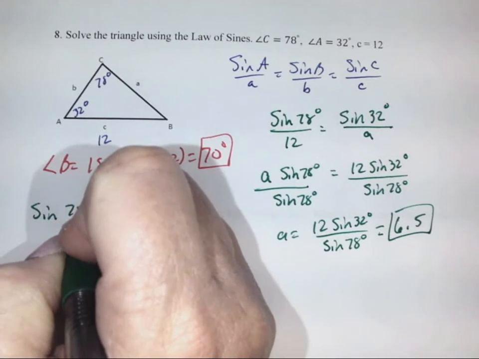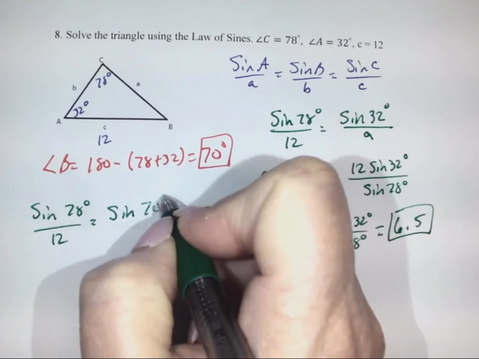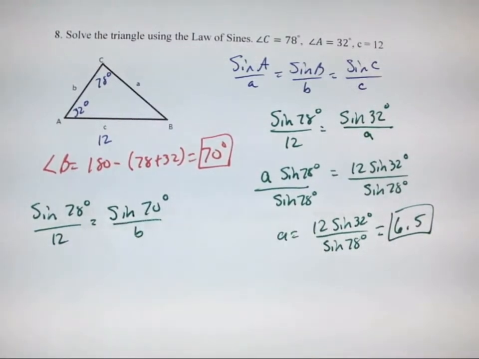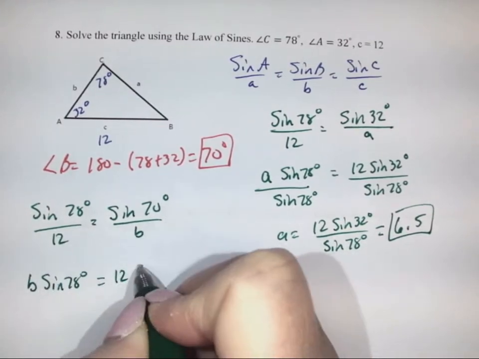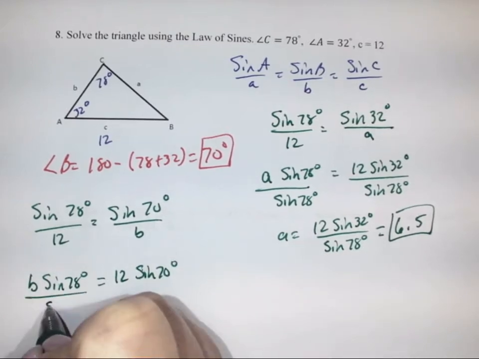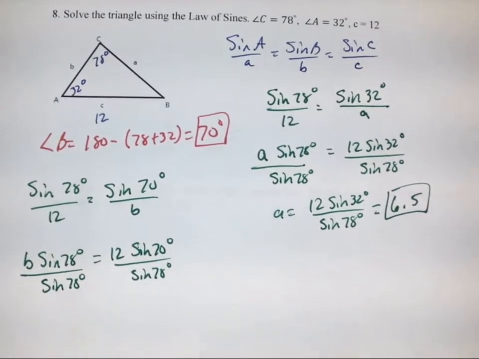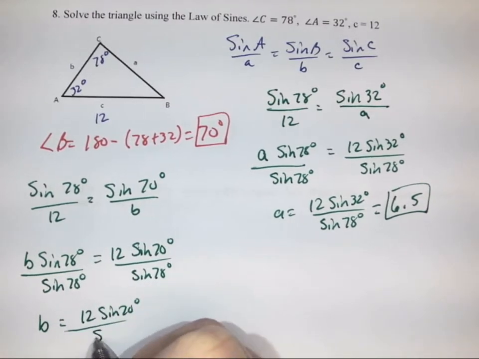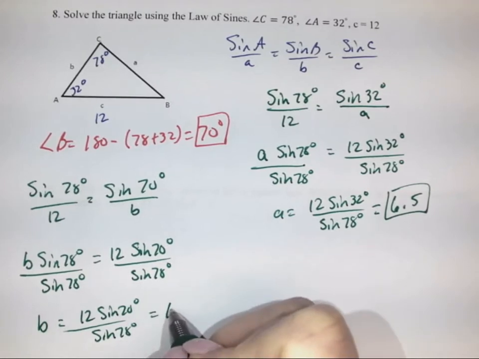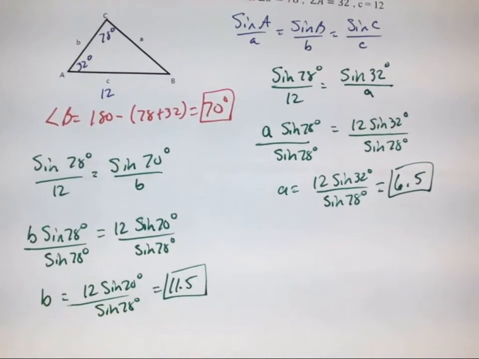So the sine of 78 degrees divided by 12 will be equal to the sine of 70 degrees, which is my B angle, over little b. Cross multiply and I get B times the sine of 78 is equal to 12 times the sine of 70. Divide by the sine of 78, and we'll end up with B equal to 12 times the sine of 70 over the sine of 78, which would be 11.5 when you put it in your calculator. All right, so law of sines means you have to use the law of sines.